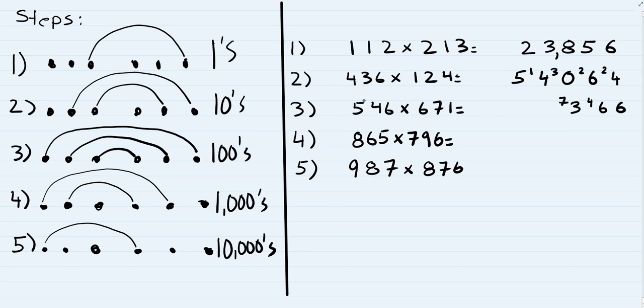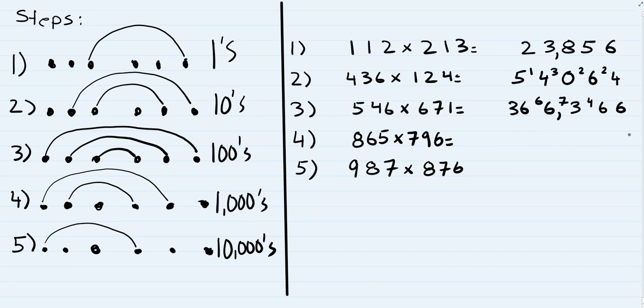Now I'm at my 1,000, so I have 5 times 7 plus 4 times 6. 35 plus 24 is 59. 59 plus 7 is 66, so I say 6, carry the 6. So my last step is 5 times 6 is 30. 30 plus 6 is 36. So your final answer is 366,366. Okay? All right, let's go over here now.